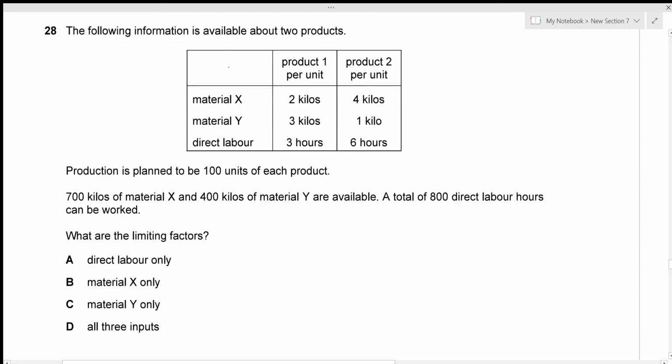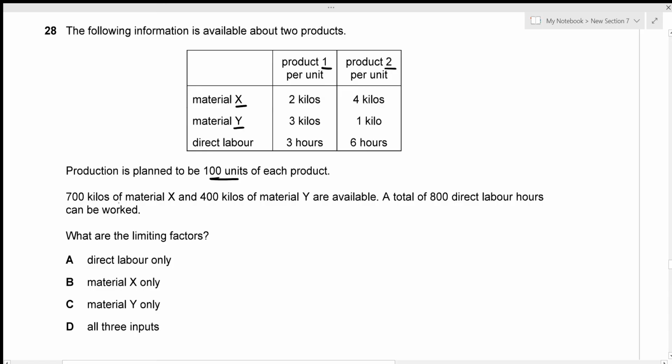The following information is available about 2 products. We're given product 1 and product 2, and we're given the material X, material Y, and direct labor that is required to produce both product 1 and product 2. That's per unit. Then the production is planned to be 100 units of each product. So that's going to be 100 units of product 1 and 100 units of product 2.